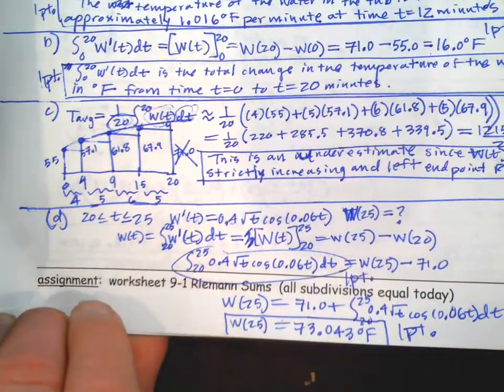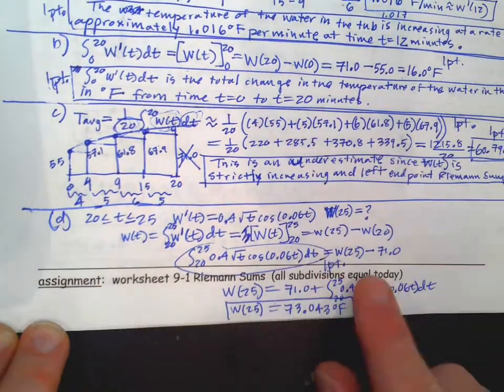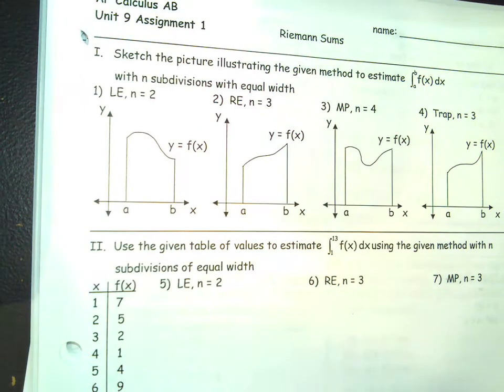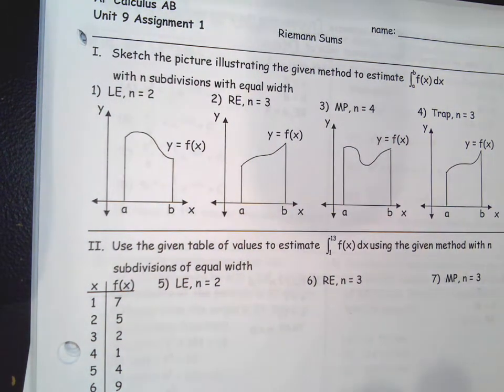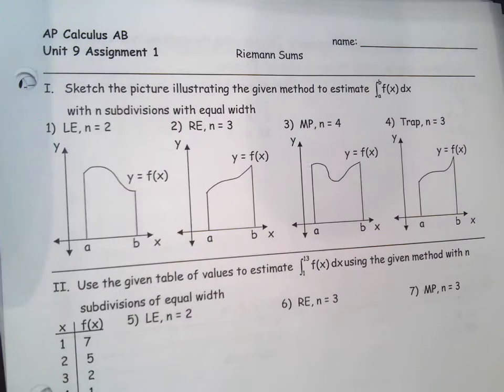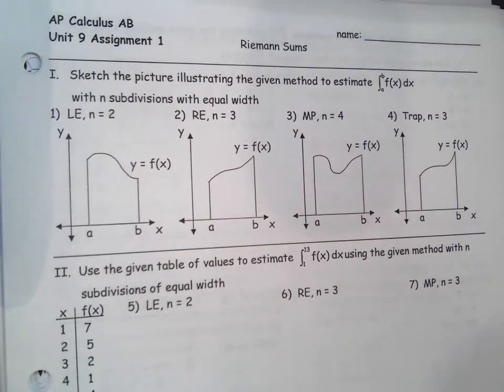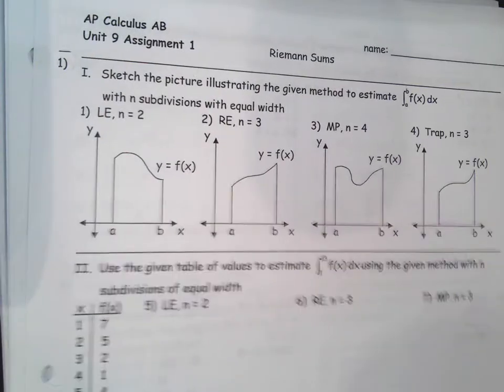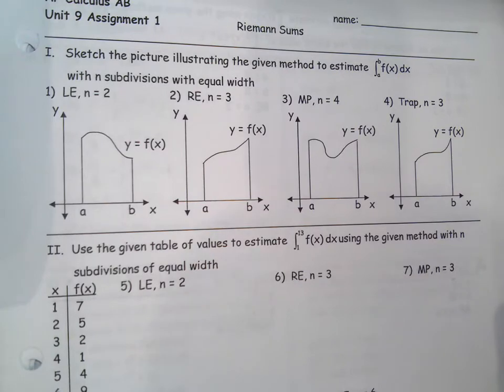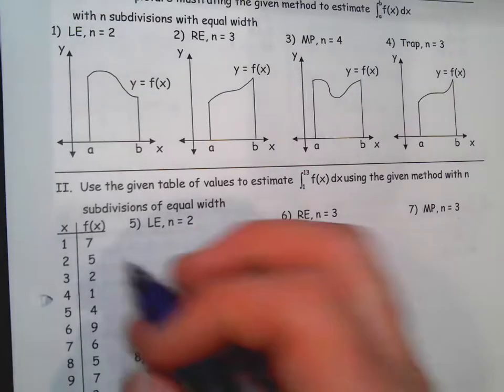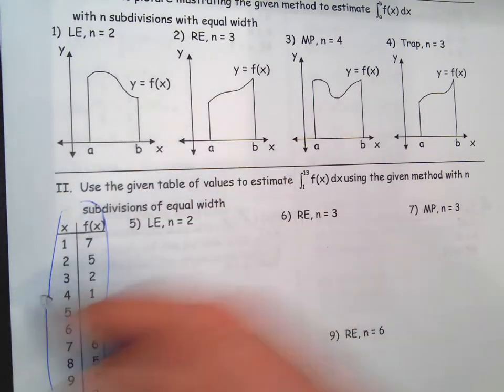Try the homework tonight, 9-1. All the subdivisions today are going to have equal subdivisions. Maybe I'll give you a quick heads up. The first one, you're just drawing pictures, sketching and illustrating. You're not actually finding any number values. These ones, you have this table right here that's being used for all of these problems.